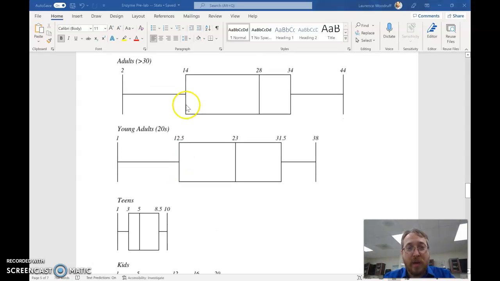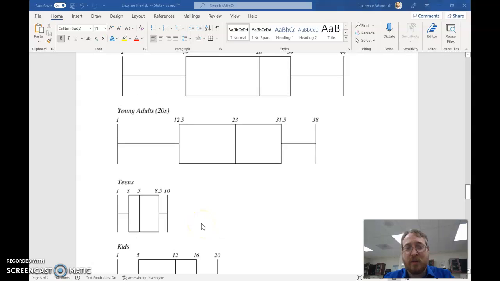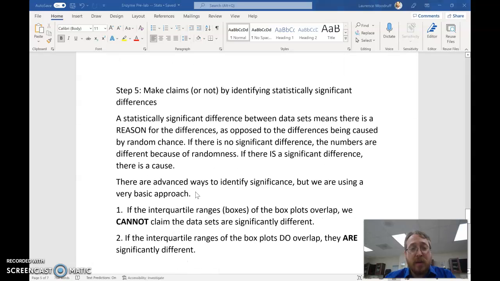And then what about kids? Well, adults have this box here, kids extend out here, so we can't really say there's a difference with this method. There are other statistical methods. Someone can say, well, man, that box is way shifted. There's got to be a difference. And we can do advanced math for that, but based on what we're doing, we can't make that claim. Based on this alone, we're not going to make a claim that there's a difference between adults and kids.